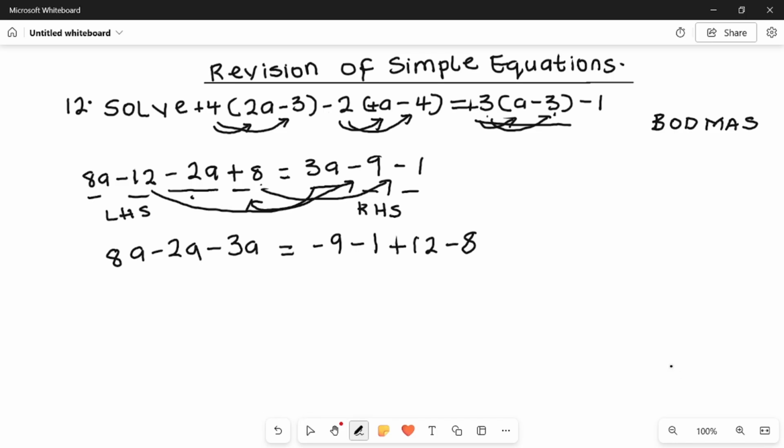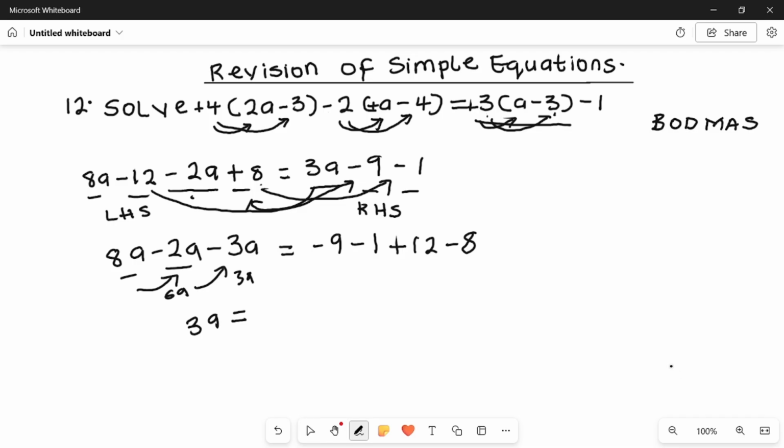So we have simply collected like terms. So now 8a minus 2a will give us 6a, right? And 6a minus 3a will give us 3a. So we'll write 3a here equal to minus 9 minus 1.